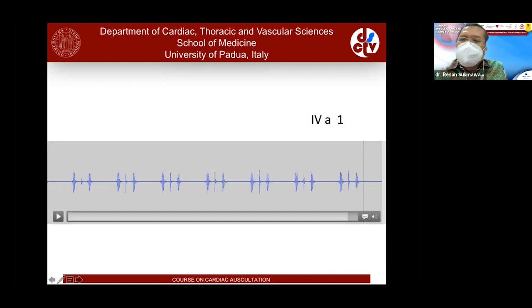Now you can appreciate, dear colleagues, you have the first sound, the second sound, and in the middle, the click. And then we have empty diastole. The equilibrium, as I should call it, between the length of systole and the length of diastole allows us to understand that this is the second sound and this is the click.